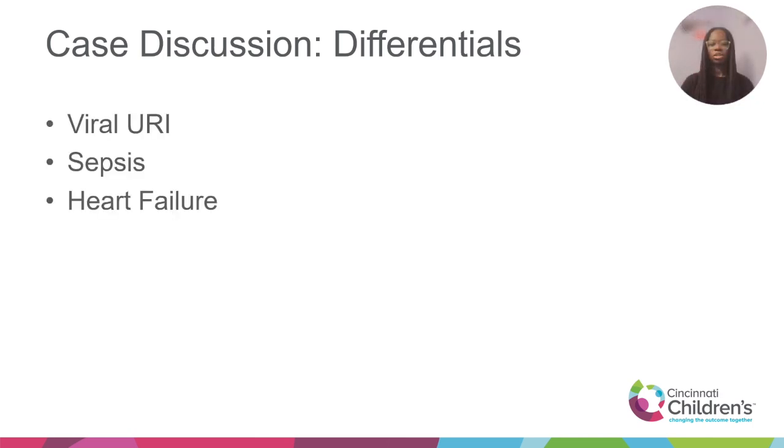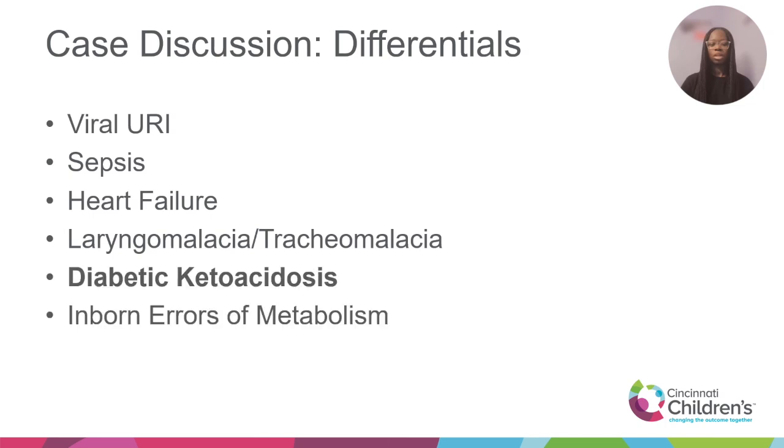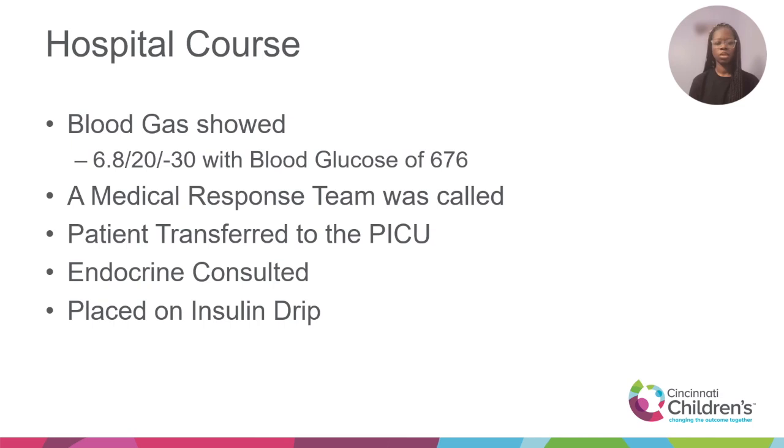This patient was diagnosed with diabetic ketoacidosis in the setting of neonatal diabetes. The patient's blood gas was found to be 6.8, 20, -30, with a blood glucose of 676. A medical response team was called, the patient was admitted to the PICU, and the endocrine service was consulted. He was started on an insulin drip.